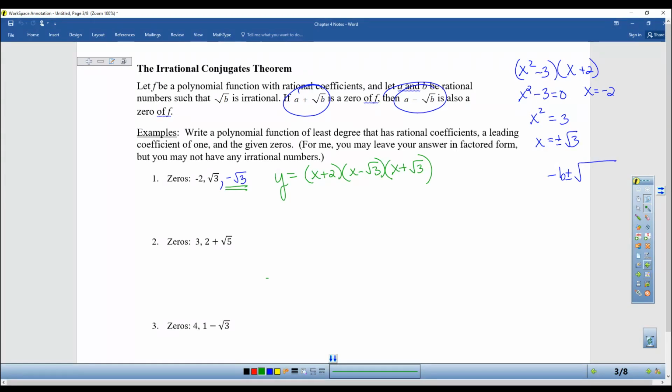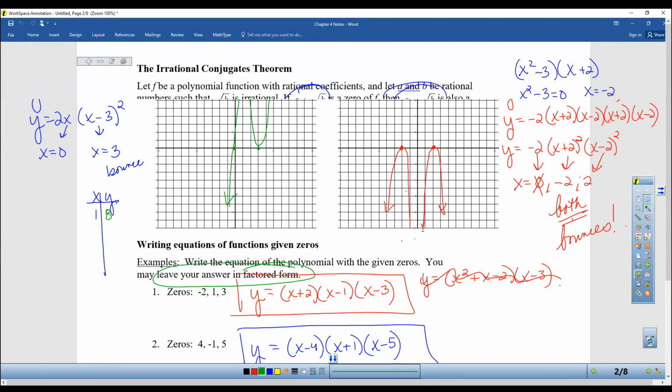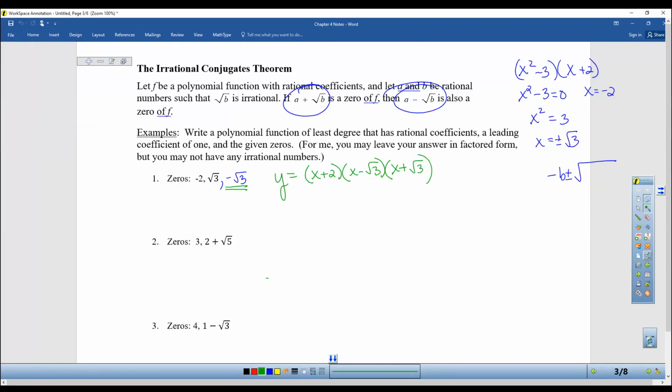Now, while I did say that you can leave your answer in factored form, you may not leave anything irrational. So for me, you may leave your answer in factored form, but you may not have any irrational numbers, which means I'm going to do at least the first step of this.